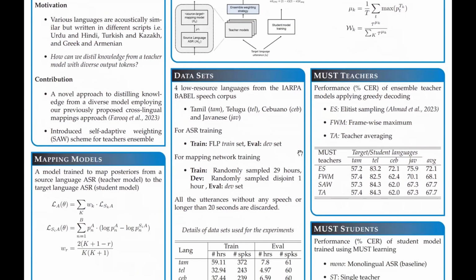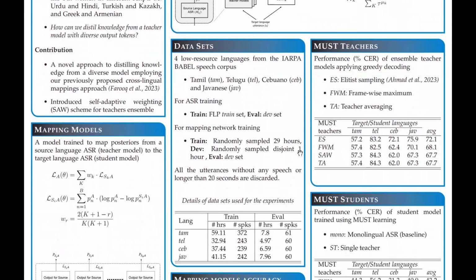So now about the experimentation, the data sets we have used are from our previous experiments. We are using 4 low-resource languages from our Babel speech corpus, which are Tamil, Telugu, Cebuano, and Javanese. For ASR training, we are using the full language pack train set, and for the evaluation, the dev set of the Babel corpus.